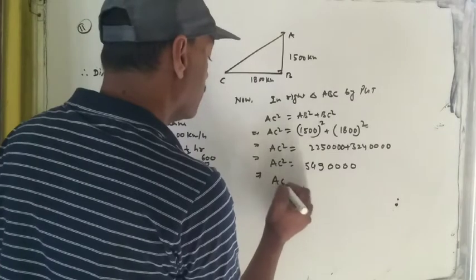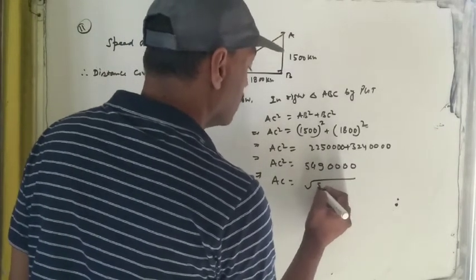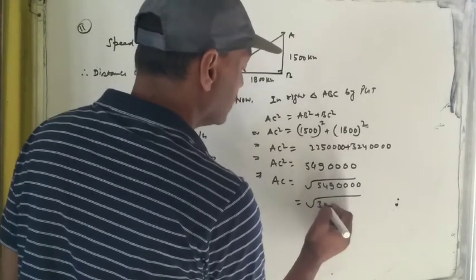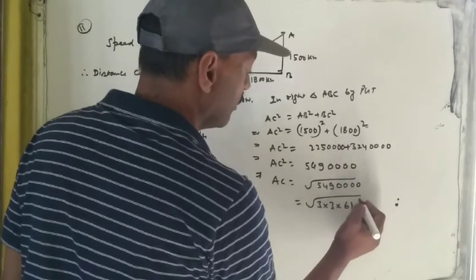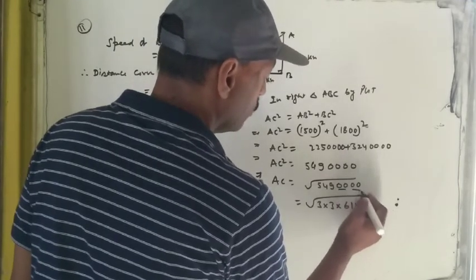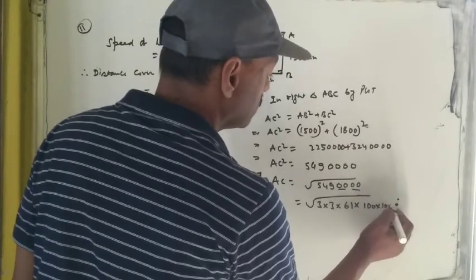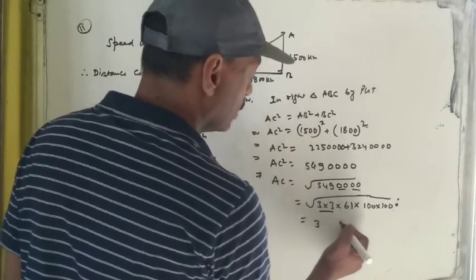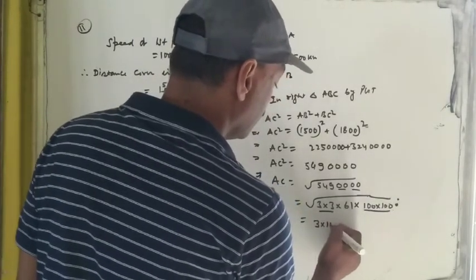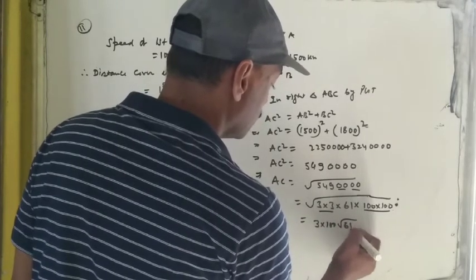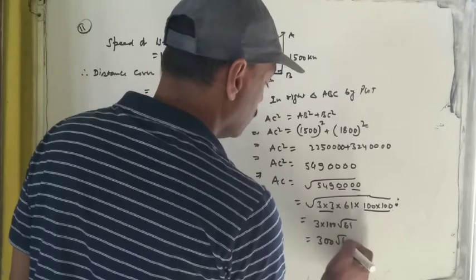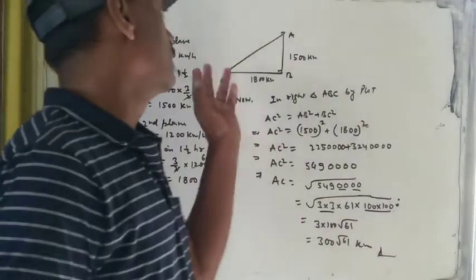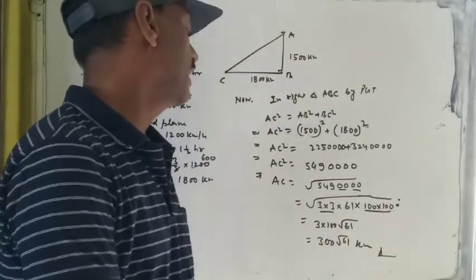We need the value of AC, so let us take the square root here. Take the factorization: you will get 3 into 3 into 61 into 100 into 100. By doing this, the 3 and 3 come out of the root, and the 100 and 100 come outside the root, and now this is 61. So 300 root 61 kilometer. So this is the distance between the two planes after 1.5 hours.